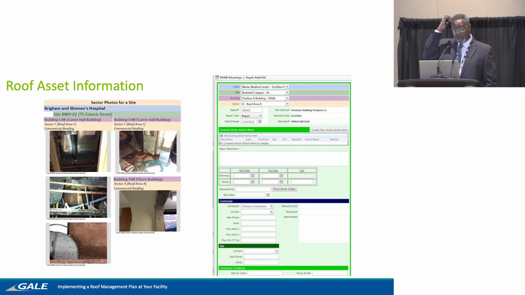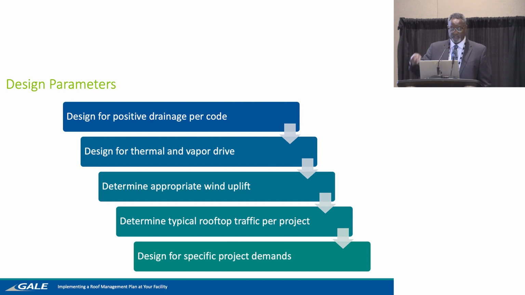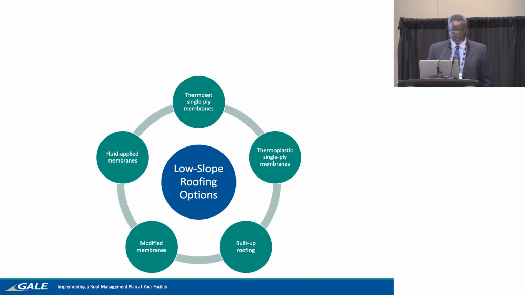One other screen here. I talked about putting photographs in there, photographs documenting the information that you have, and you can manipulate data as much as possible. So the roof management program begins, like I said, at the design stage. It doesn't begin just once the roof's put in. You have to design for the drainage, the codes, the thermal, appropriate wind uplift, and all of those things. Low slope roofing options you have, we mentioned all those different systems: single ply thermoplastic, built up, modified, even fluid applied systems now. You can put that information in programs as well.